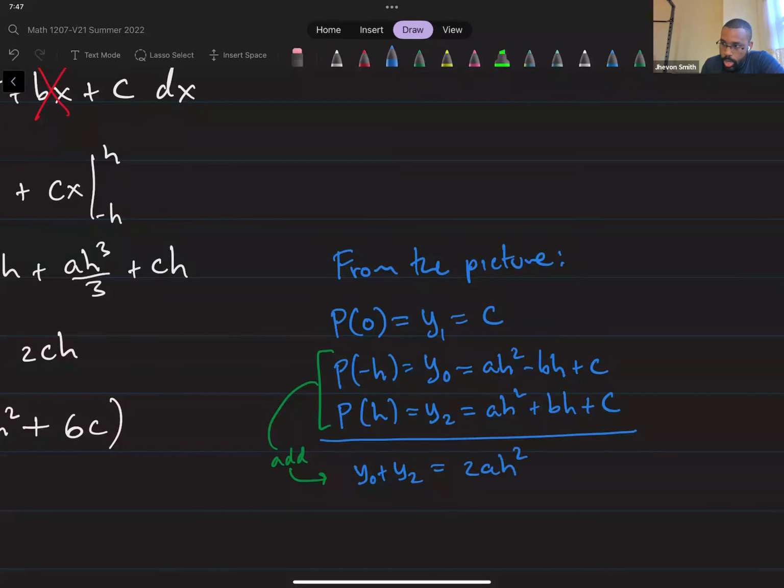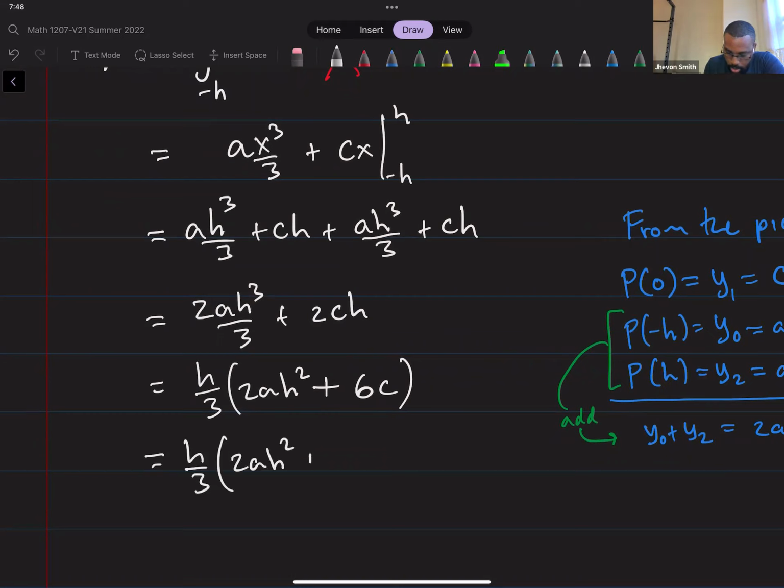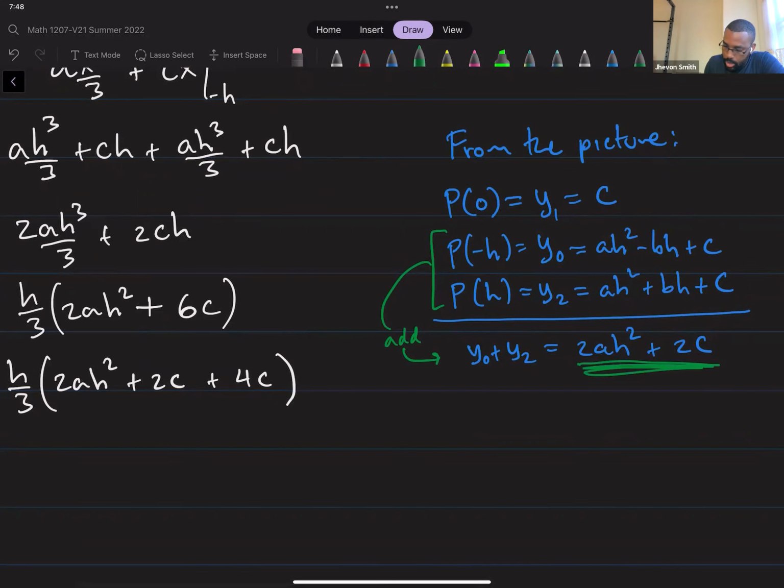So here, I have 2ah squared plus 2c, and I separate this 6c into 2c and 4c. So now this here can be replaced by this. I'm going to take this and replace it by that expression, so this is going to be y0 plus y2. And I can take the fact that c is y1. And so this one here, I'm going to be able to replace with 4y1.